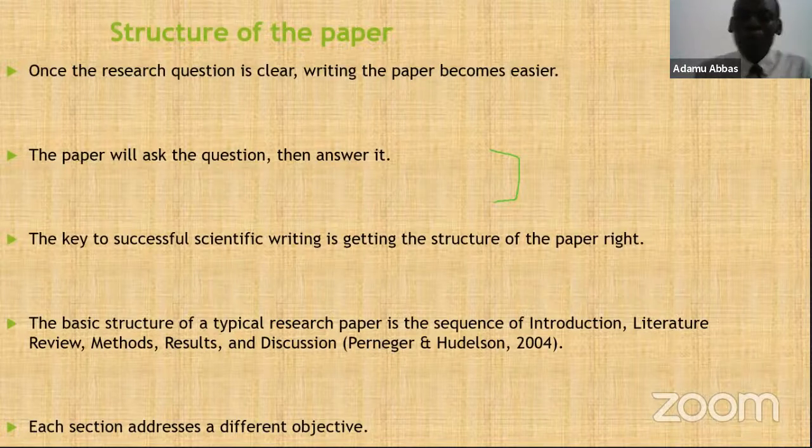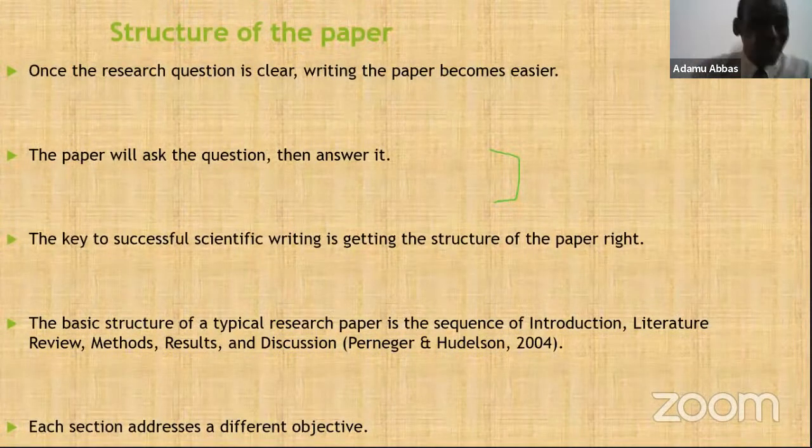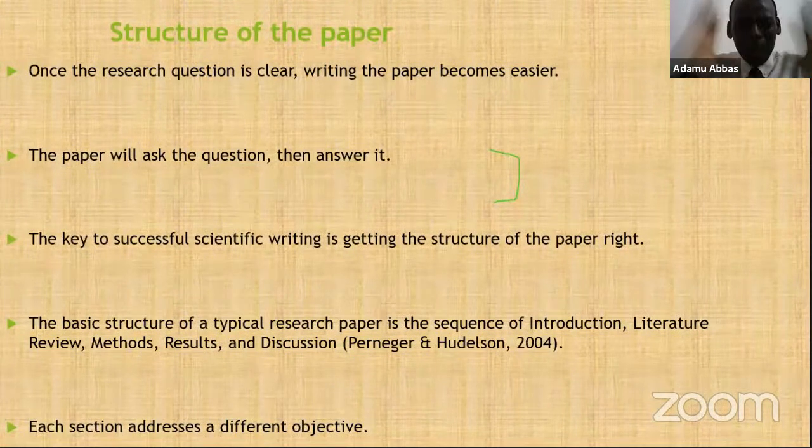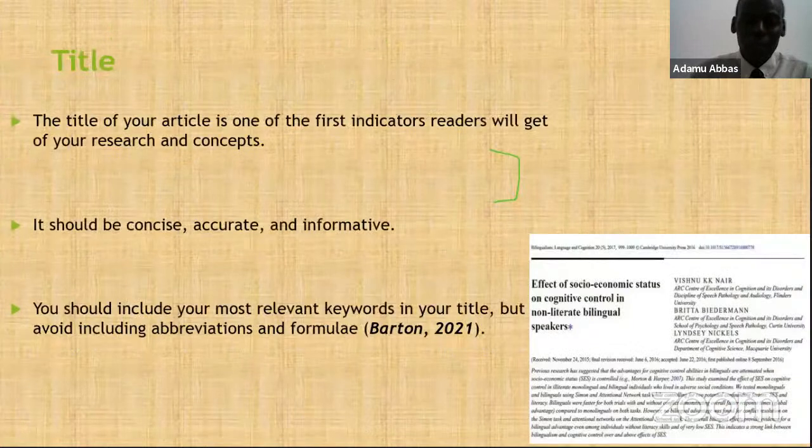So you need to know that each section has a specific objective to address. There must be an objective that particular section is addressing. That is how the entire part of a journal article is. Every section addresses a specific objective. So let's take, for example, title.